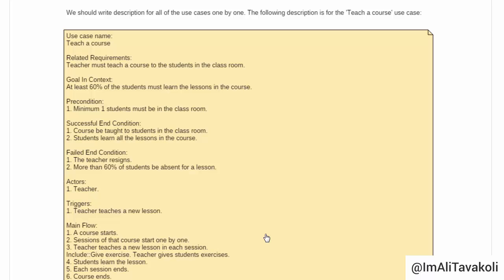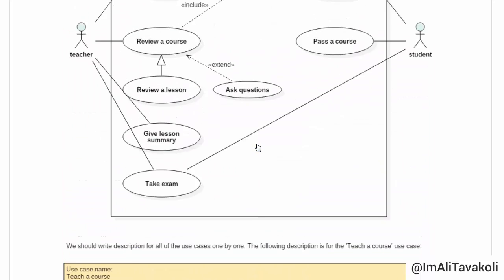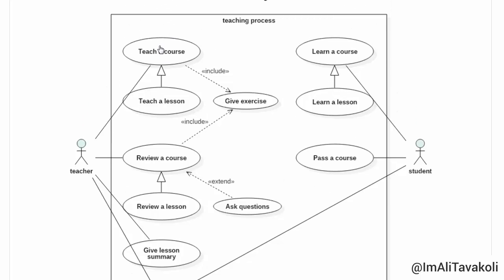So in a use case diagram, we should write such a description for each use case with all of these topics. So in our example here, I have written this description for the teacher course use case. But in reality, I should write such a description for each of these use cases.